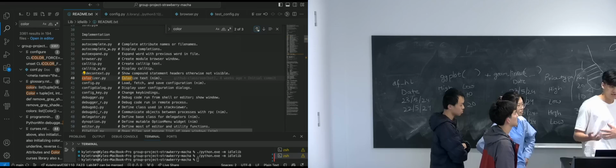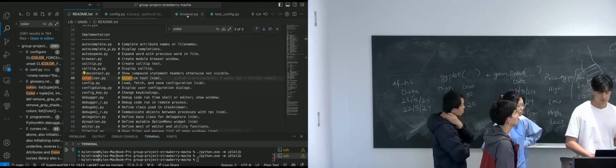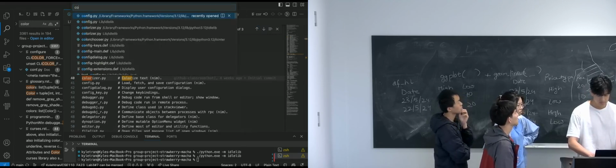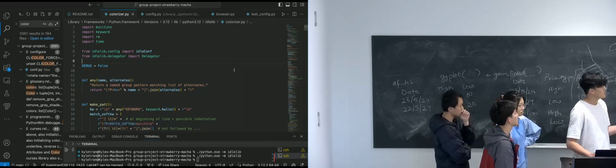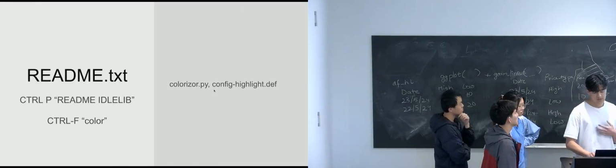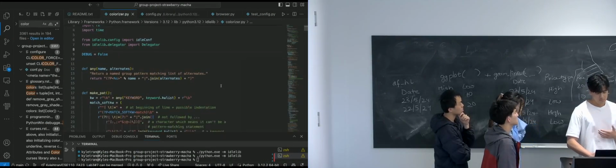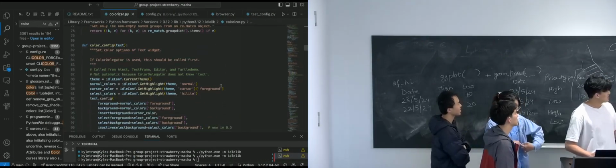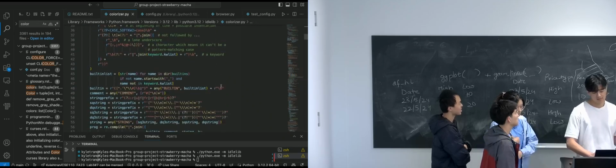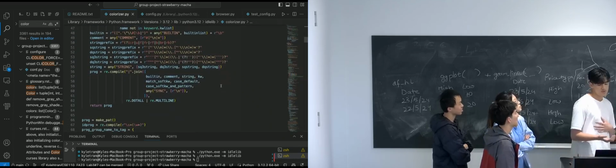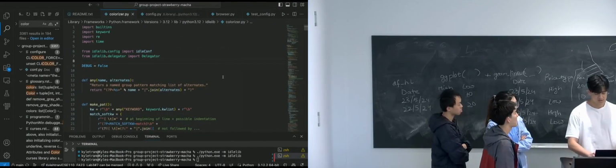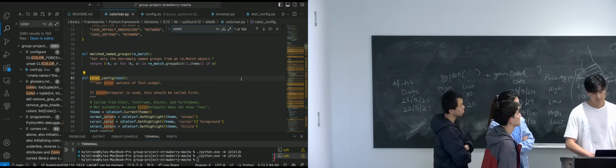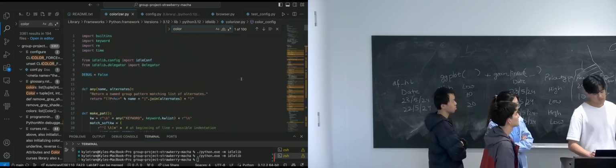We'll go over config-highlight.def later. For now, we're going to go through colorizer.py. So we pop up to here. Looking at this file, you can see there's a lot of text, and it doesn't look like there's a lot of color involved. You can't see where they store the colors or how they change the colors. So what we can do again is search up color here, and there are 100 results, which is still a lot.